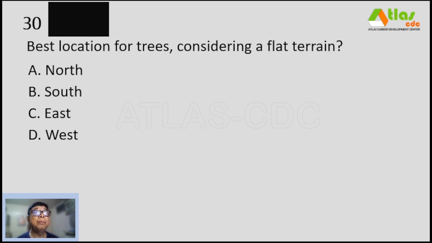Number 30. Best location for trees considering a flat terrain. A. North. B. South. C. East. And D. West.